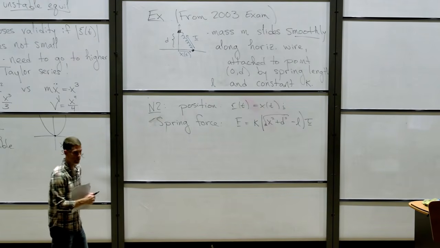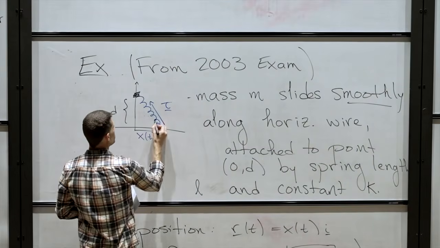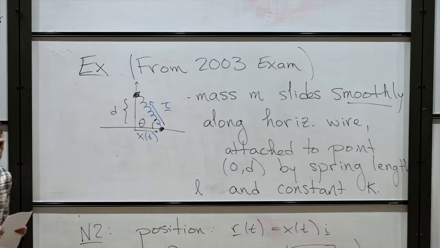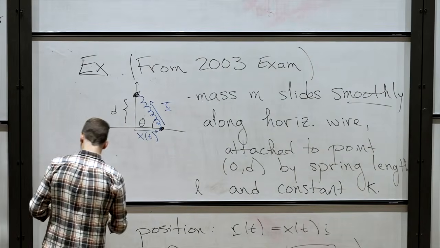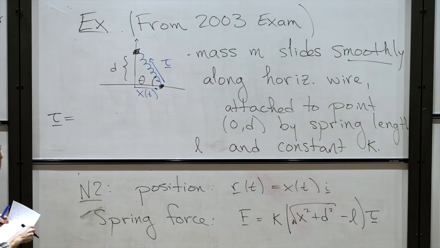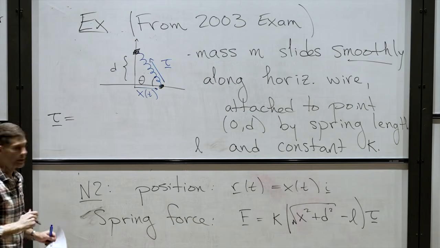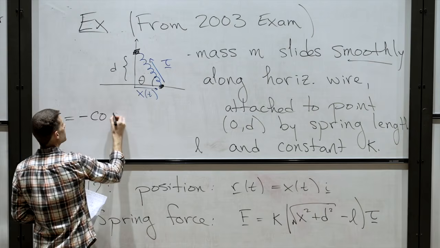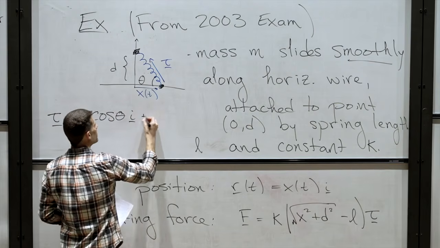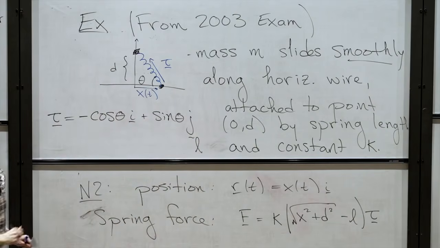Well, tau, I need to do some geometry, and one thing I can do is make this angle, give that a name, call that theta. And if I call that theta, then I see that tau is, careful there, so it's got a sine theta in the j and a minus cosine theta in the i. j being the y axis.